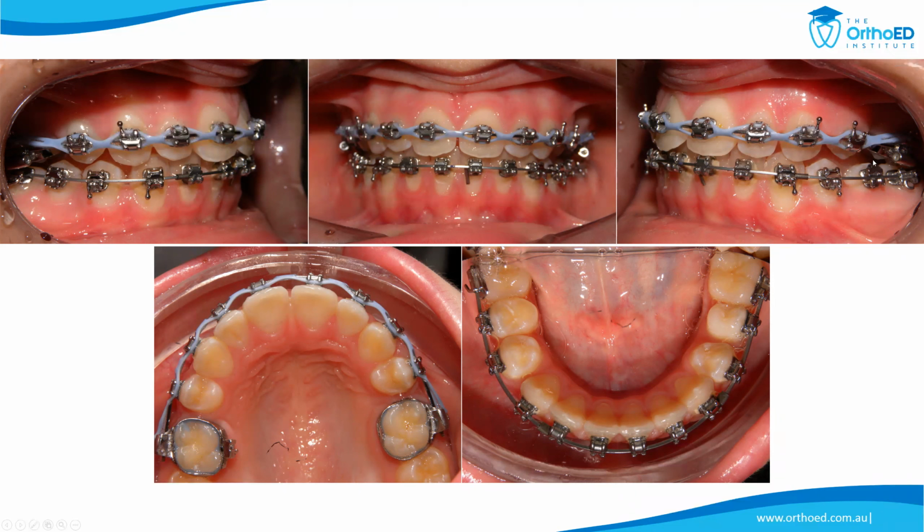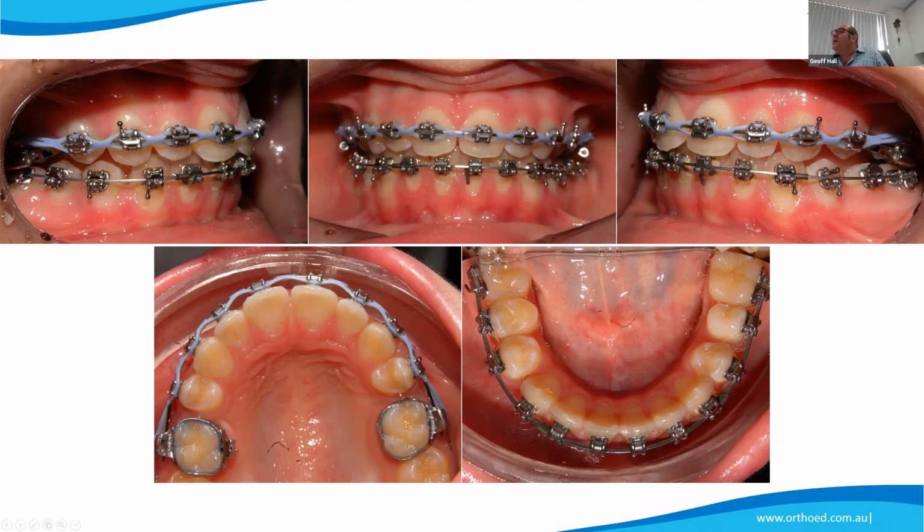Okay, so Jim, good question from that point of view. See how it's tipping a little bit lingually? What would happen if I went ahead and put vertical elastics on? It would worsen it. Yeah. So what else could you do? Or put a button on the palatal side and pull it.